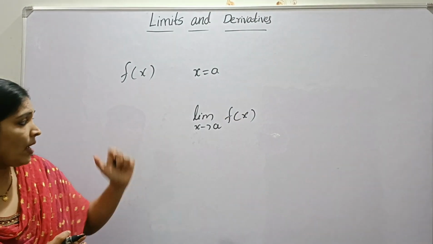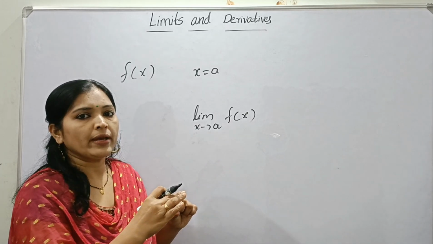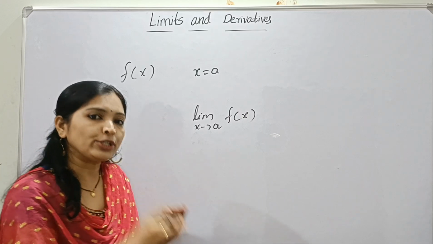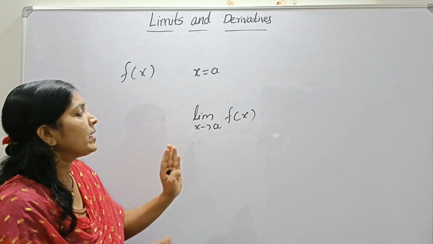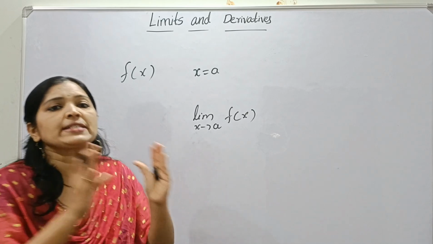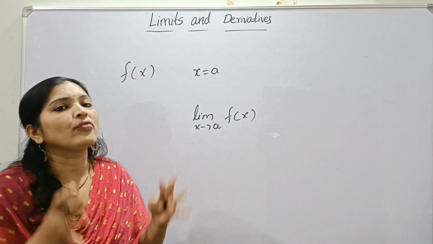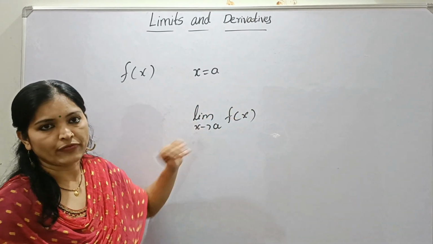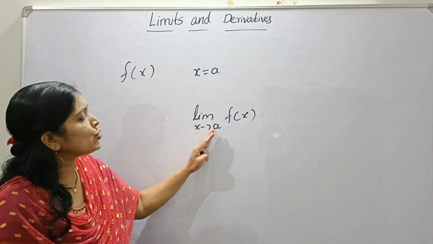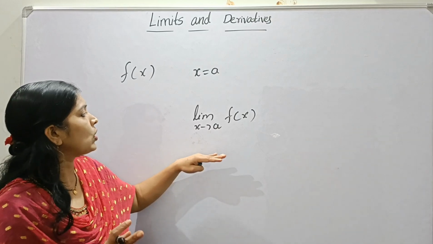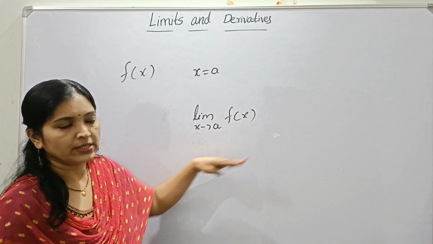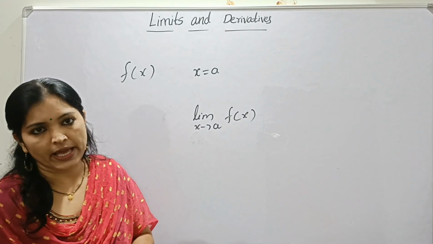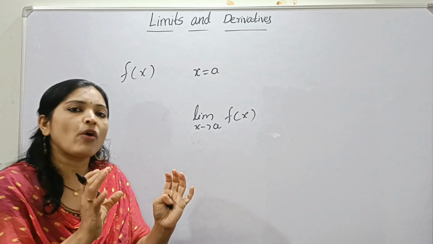That means when x is approaching a, when the value of x is near to a, close to a, then what value does f of x tend to? That is the limit of the function. We say the limit of the function f of x, limit x tends to a f of x. That is, when x approaches a, whether less than a or greater than a, what value does f of x tend to?